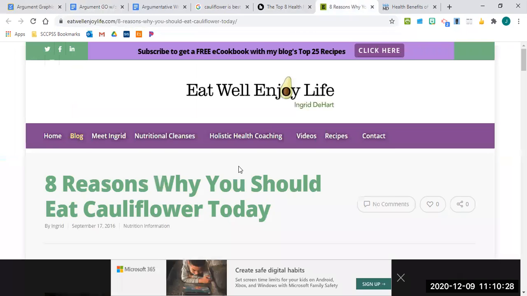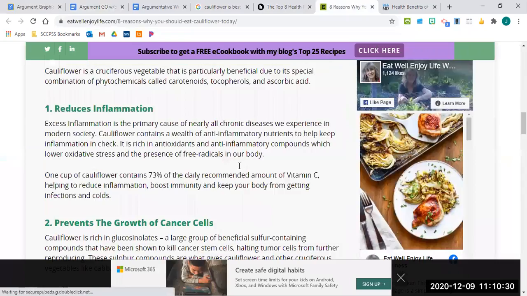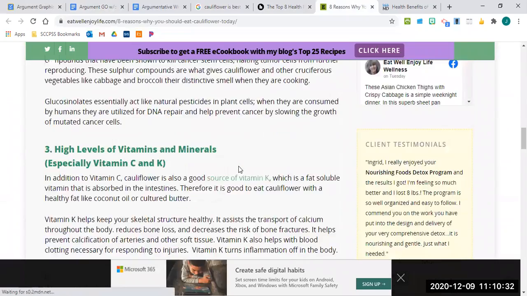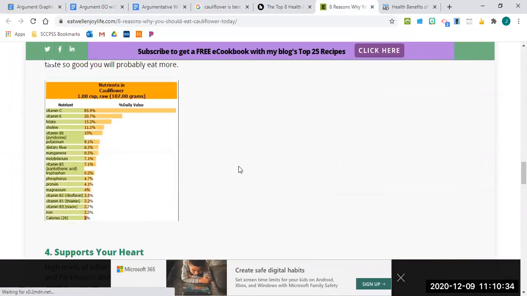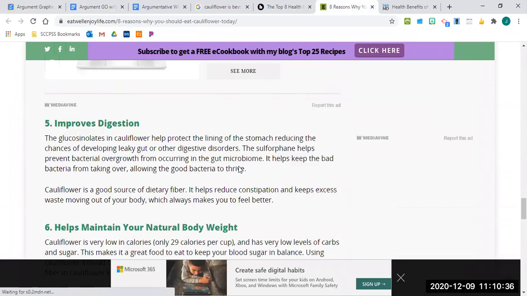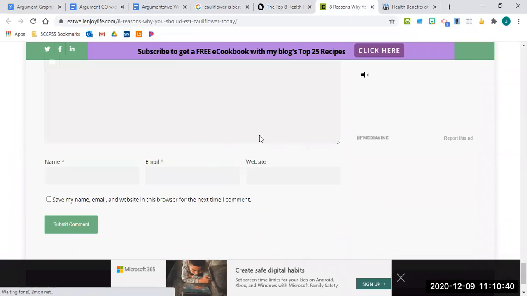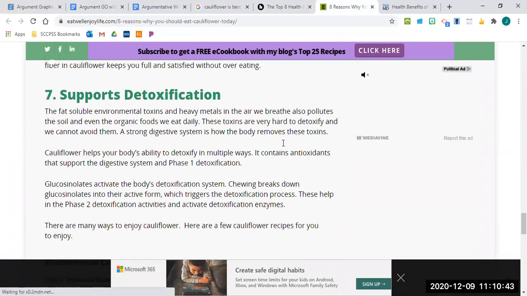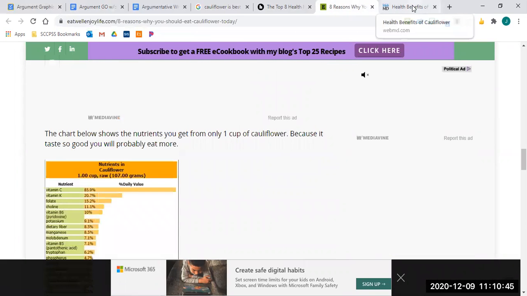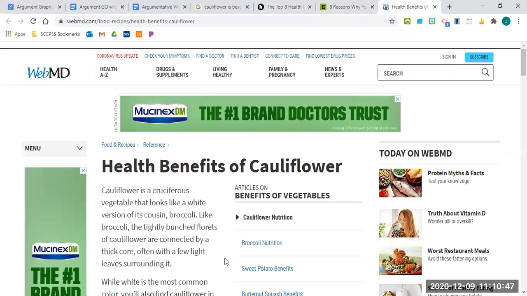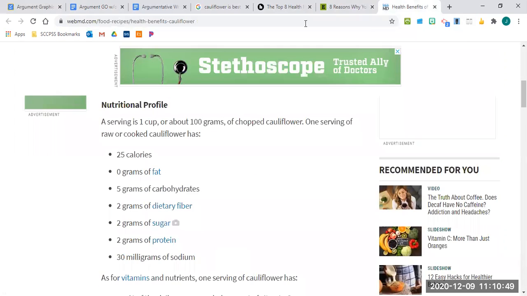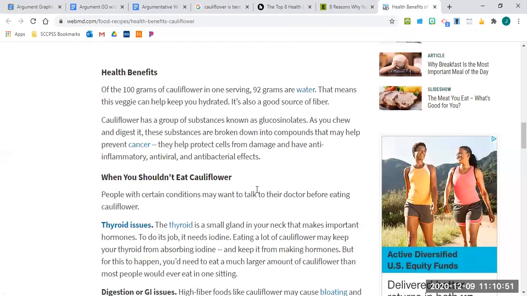Does this talk about how it can be cooked all different ways? Reduces inflammation, prevents growth of cancer cells. Well, improves addition, supports. Okay, I only see 7 there. So that website's a liar. Health benefits. I might need health benefits.